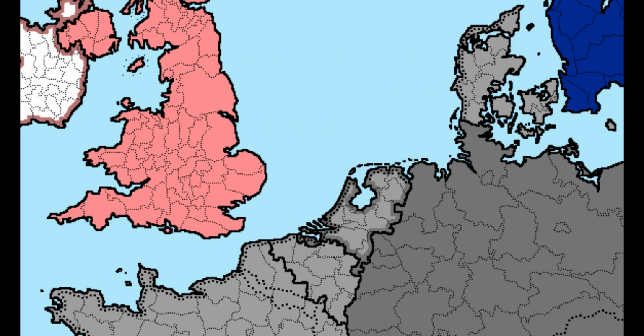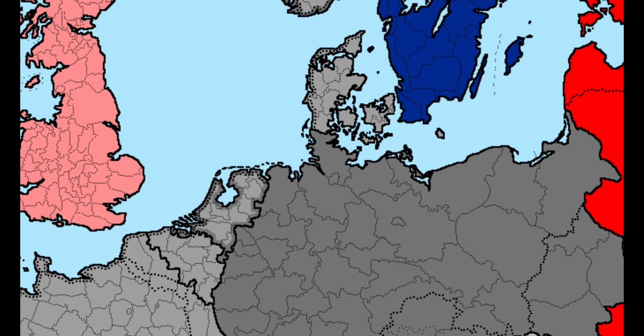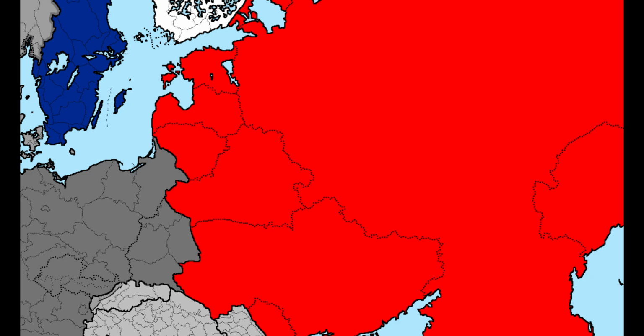And so, Britain holds out well. But then, everything changes when the Soviet Union comes in. So Germany invades the Soviet Union, we all know what happens, and they lose.